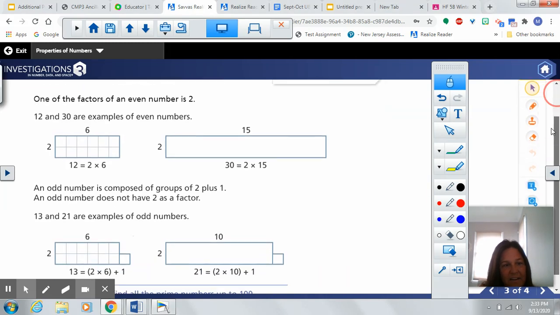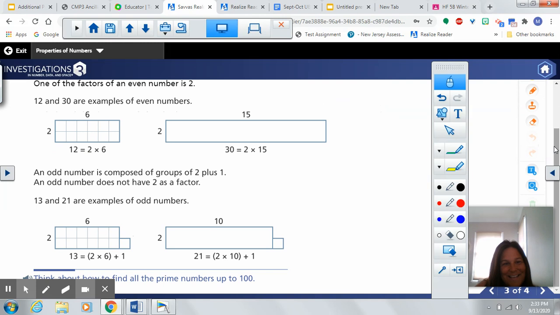Let's take a look at odd numbers. An odd number is composed of groups of 2 plus 1. An odd number does not have 2 as a factor. So 13 and 21 are examples of odd numbers. You can see that they do not make arrays, do they? They do not make an actual array other than by 1 and itself. So that's how we know that these are odd.